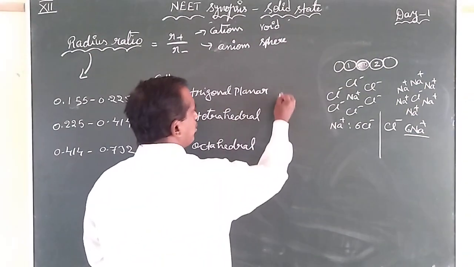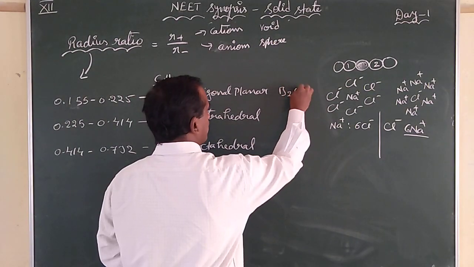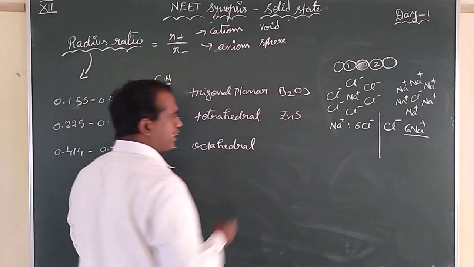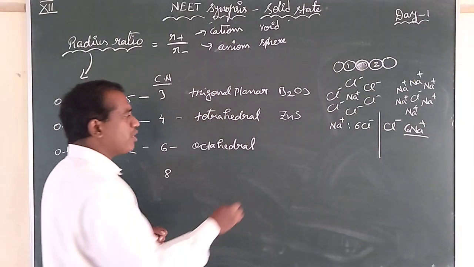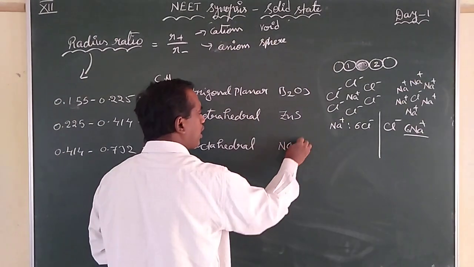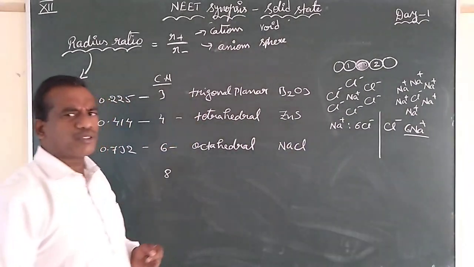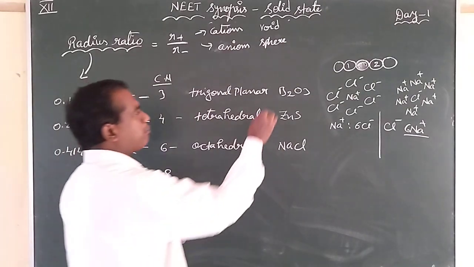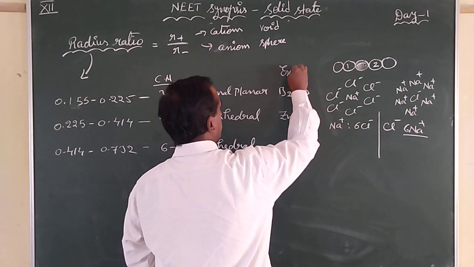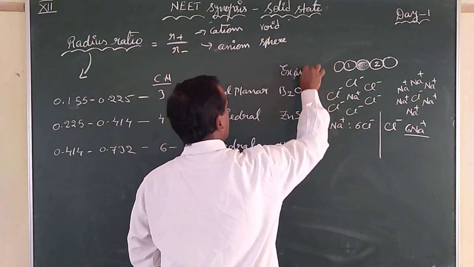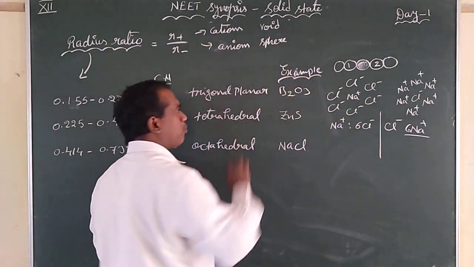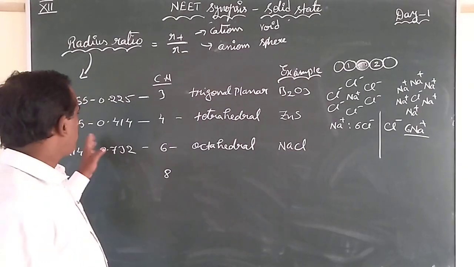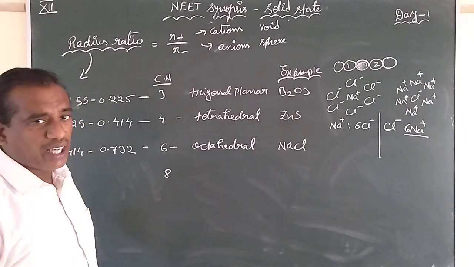Here the examples are of the type B2O3, zinc sulfide type, and sodium chloride type. Most of the problems will come across in these areas. So, from the examination point of view, they can ask what type of arrangement it is showing, or what the radius ratio will be.